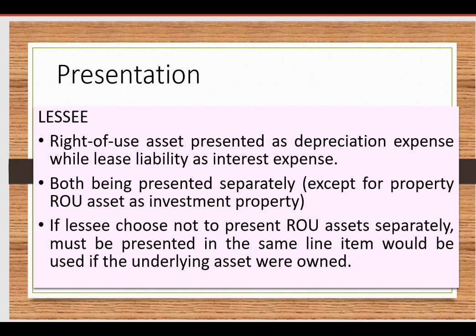Usually it is property, plant and equipment. At the end, if the company acquires the asset, it can be recognized as one line item.